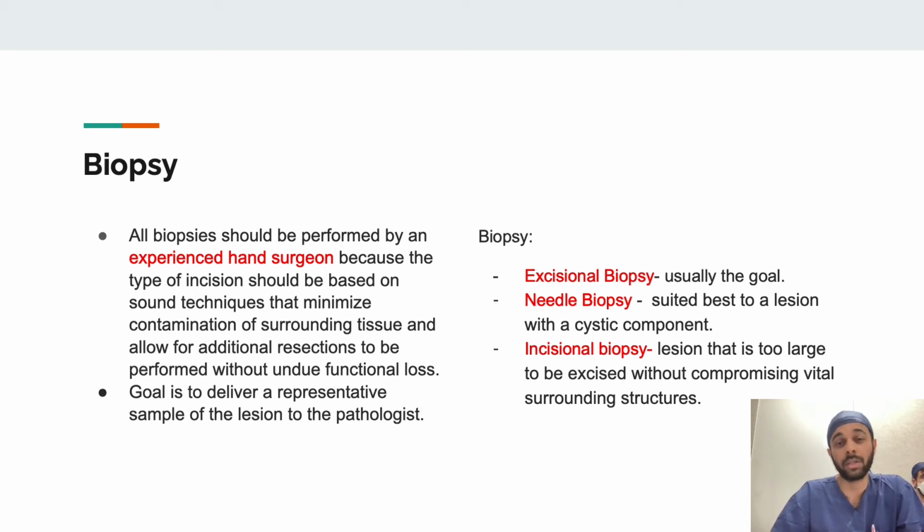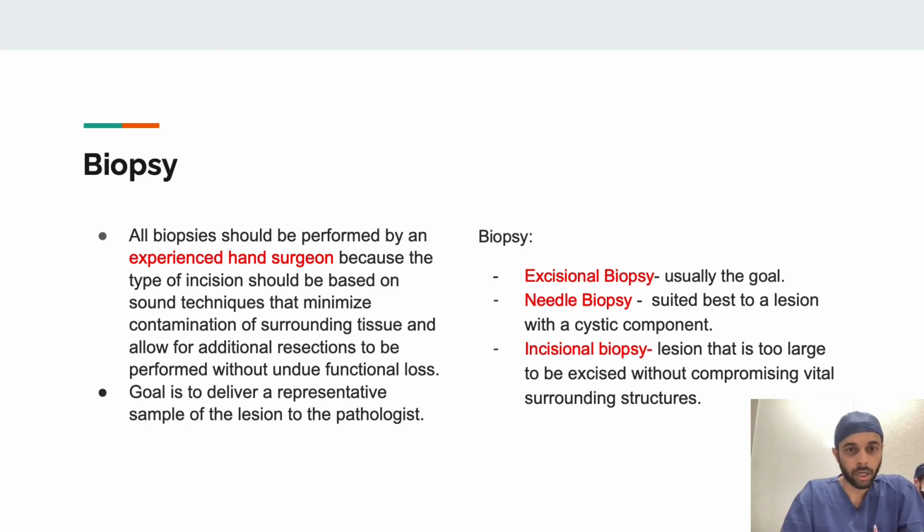I've divided the biopsies into three types mainly: the excisional biopsy, the needle biopsy, and the incisional biopsy. The excisional would usually be the goal in case of the hand. The needle biopsies are usually best for lesions which have a cystic component. And finally, the incisional ones, wherein you have a huge tumor and you probably can't get rid of it completely, so you get an incisional biopsy and then get a definite diagnosis before you proceed with your final management.